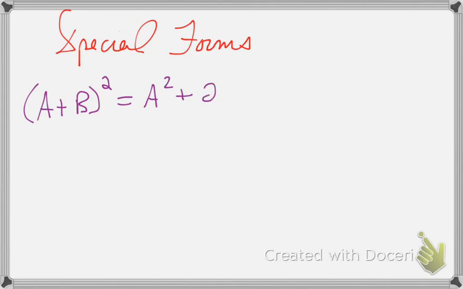There you go. a squared plus 2ab plus b squared. Oh, plus, always positive. Sorry. That is our perfect square trinomial.